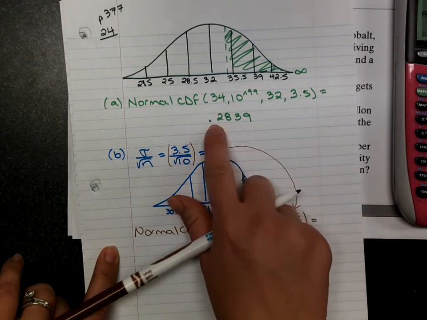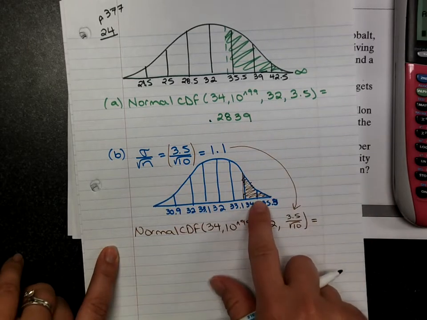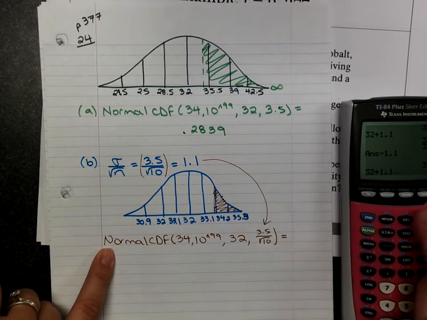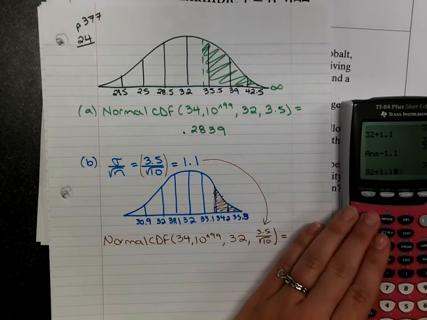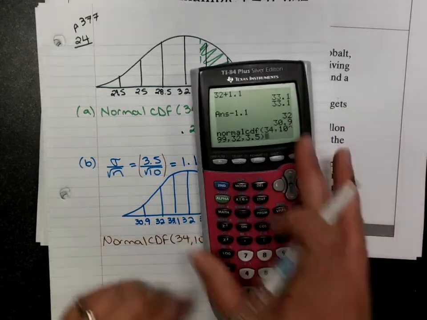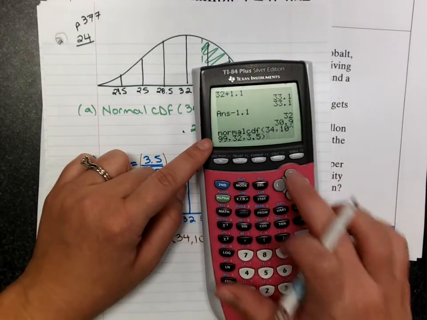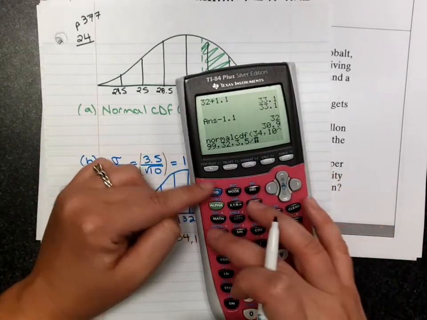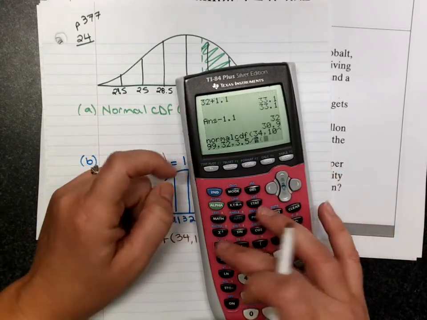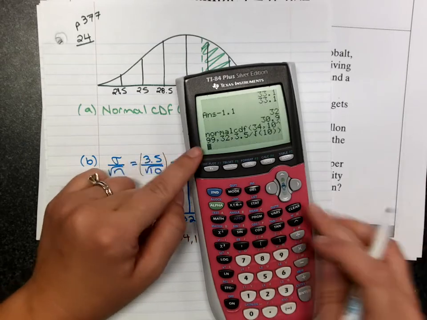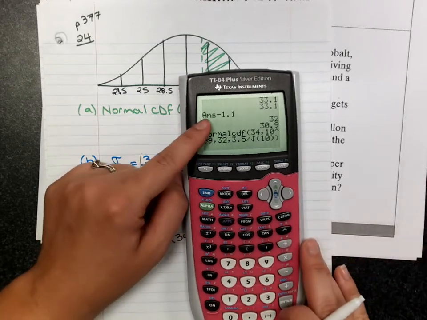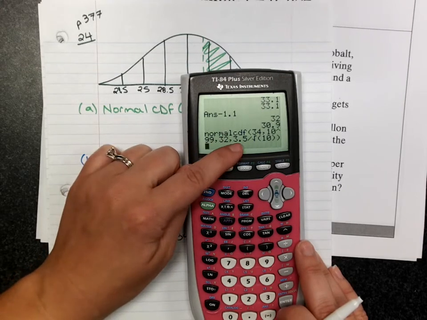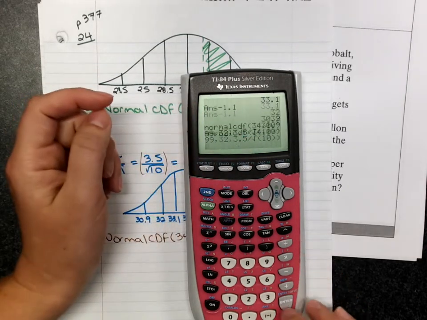Instead of 28%, we should be getting a much smaller number. So if you can, hit second enter. Let's see. Pull up your normal CDF again. Everything stays the same except for the 3.5 now gets divided by the square root of 10. And use a double parentheses to close it. So it's still 34 to infinity. Our mean is still 32, but now we take the 3.5 and divide by the square root of 10.